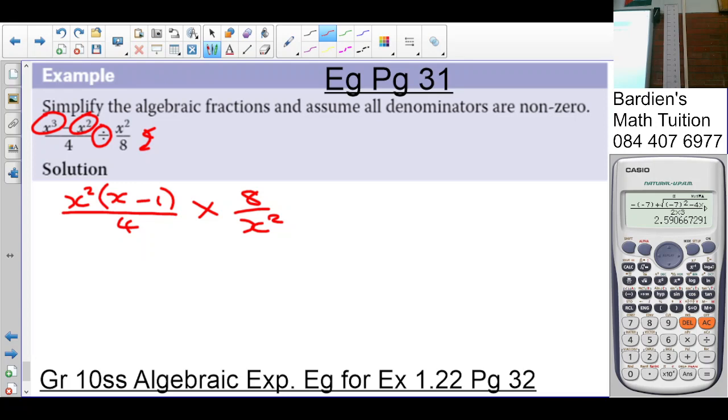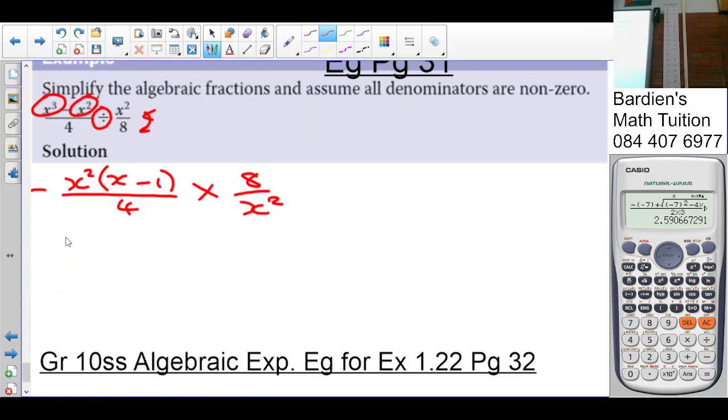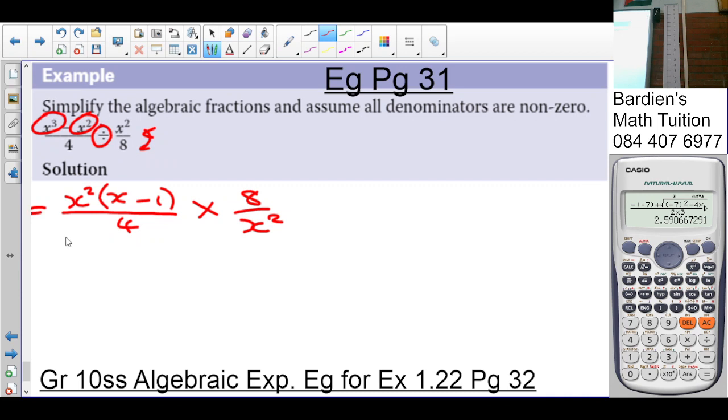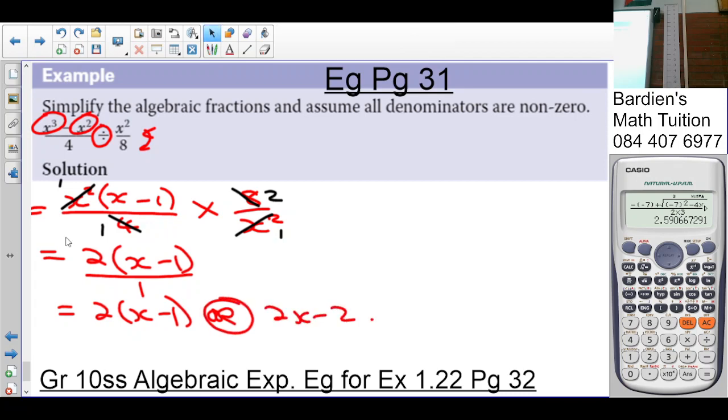Cancel. So what can cancel? x squared goes into x squared once, x squared goes into x squared once. Now 4 going into 4 once, 4 going into 8 twice. So what are we left with? 2 into x minus 1 over, which is 2 into, or 2x minus 2, because I was getting rid of the brackets there.